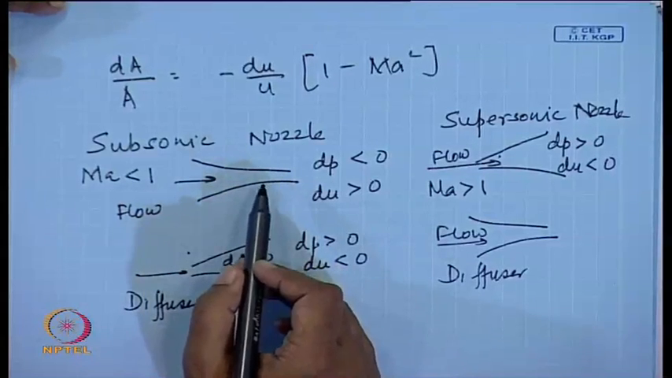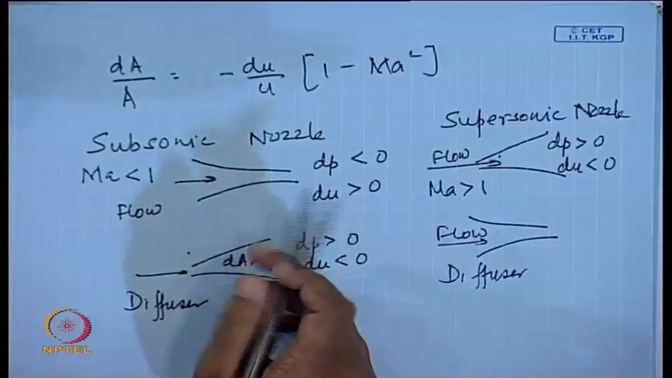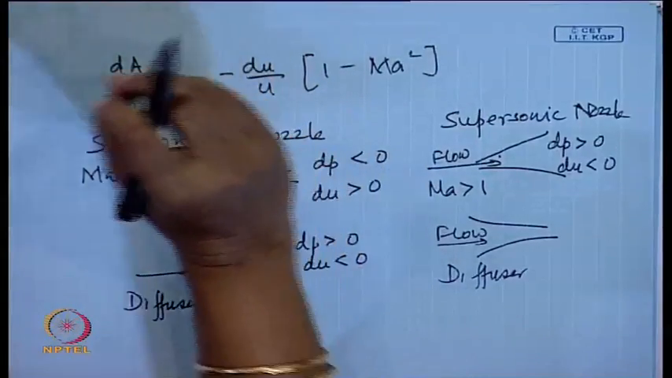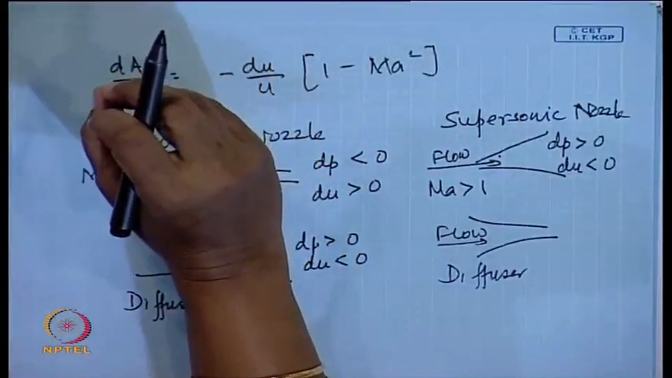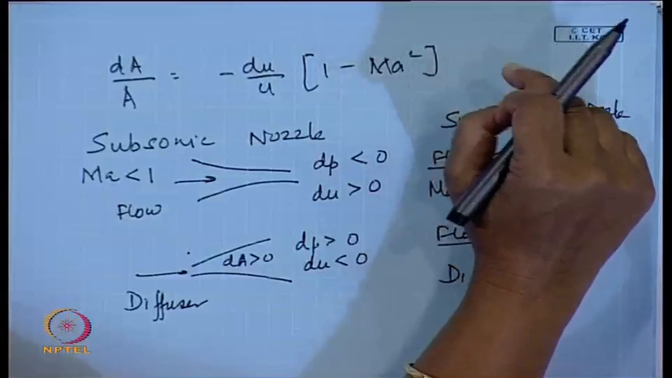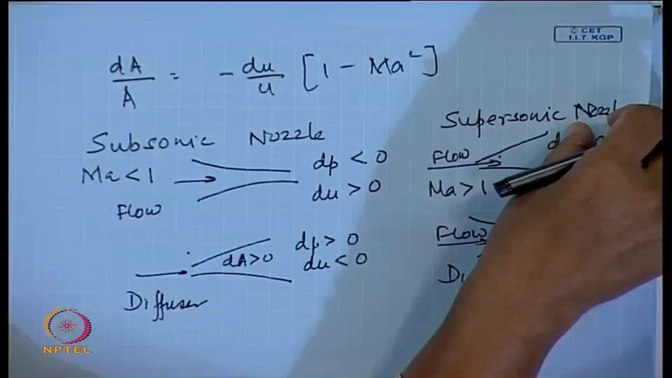So, therefore, suppose we have started with a very low velocity, and from that particular velocity we would like to accelerate the flow to supersonic conditions. That means, we would like to go from Mach number less than 1 to Mach number greater than 1. Can we do it by either a subsonic nozzle or a supersonic nozzle? Can we do it? We cannot do it.